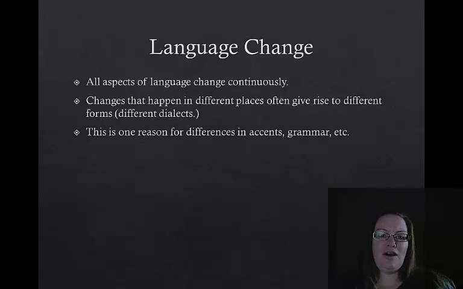Okay, the first thing to know is that language changes. All aspects of language change continuously, and changes that happen in different places, in terms of geography, give rise to different forms of a language or dialects. This is one of the reasons for different accents, grammars, etc.